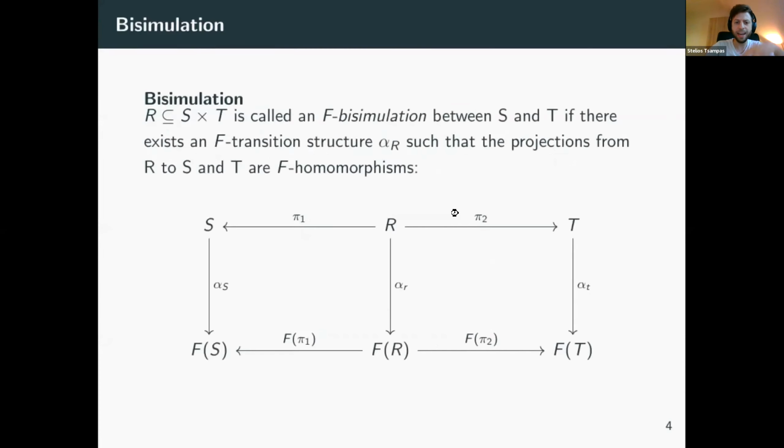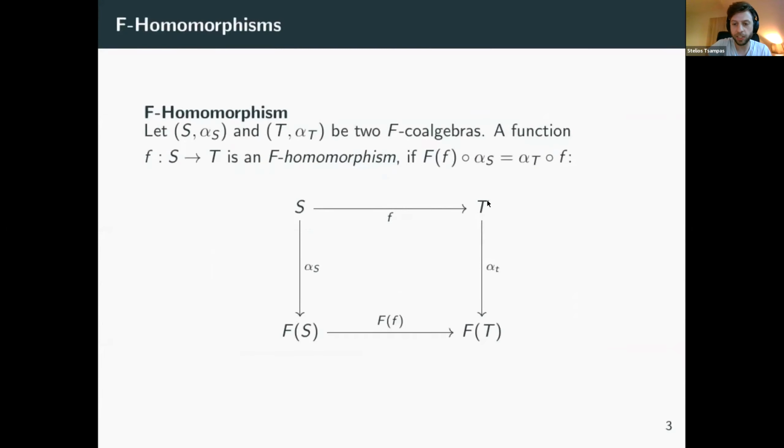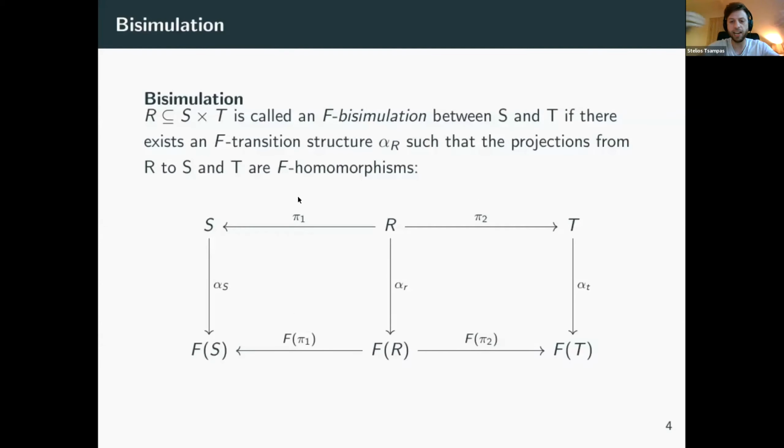And we can generalize this a little bit. Instead of having a simple function from S to T, we can have a span, right? We can have a relation. So take a relation R here, that is a subset of the Cartesian product of S and T. So a relation R is an F bisimulation if there exists an F coalgebra on R here, alpha R, so that the two legs of the span of the relation are both F coalgebra homomorphisms, like this.